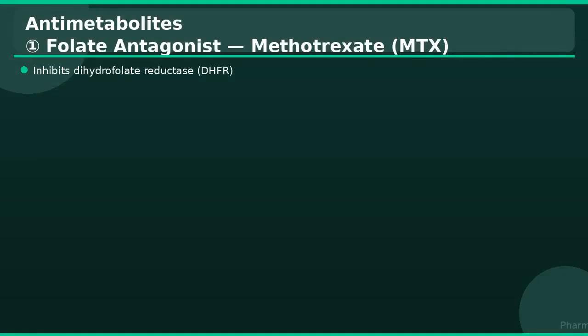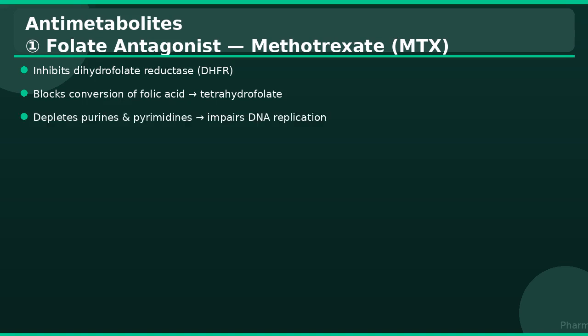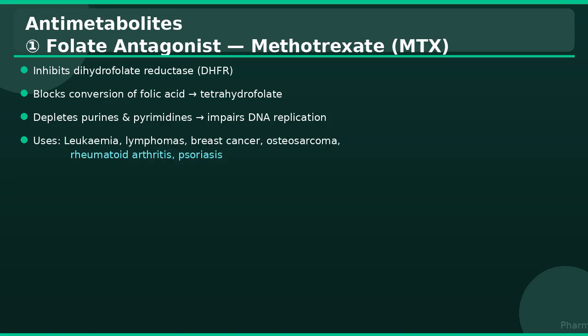Methotrexate is one of the most commonly used antimetabolites and is a folate antagonist. It inhibits the enzyme dihydrofolate reductase, or DHFR, which converts folic acid to its active form, tetrahydrofolate. Tetrahydrofolate is required for the synthesis of purines and thymidylate, essential components of DNA. Inhibition of DHFR leads to depletion of purine and pyrimidine nucleotides, severely impairing DNA replication and cell division.